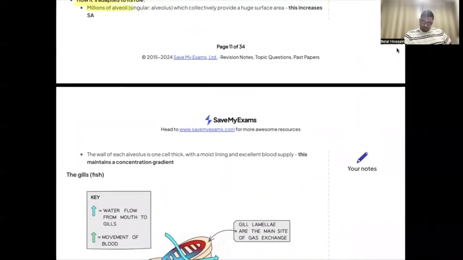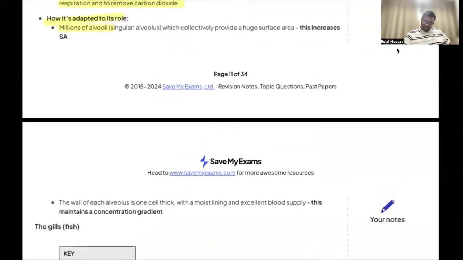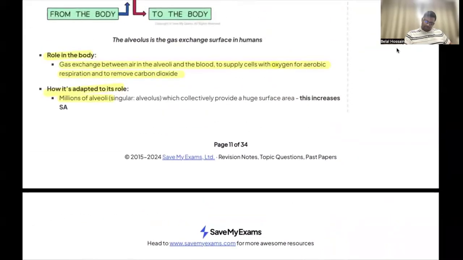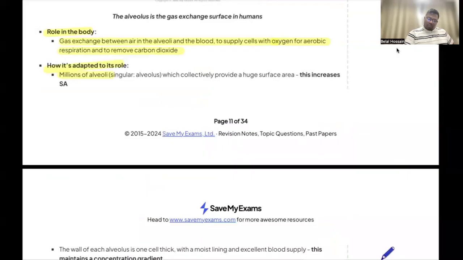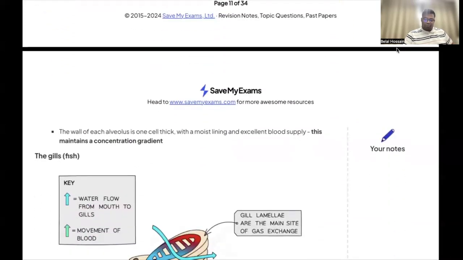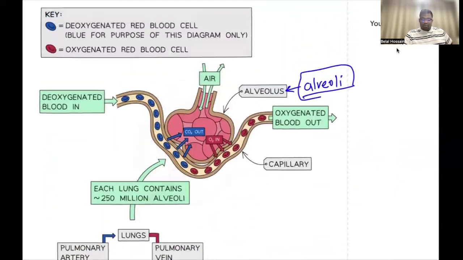So next. There are millions of alveoli which collectively provide a large surface area. This increases the surface area for diffusion. The wall of the alveolus is only 1 cell thick with a moist lining and excellent blood supply. This maintains the concentration gradient. This is something that you also need to understand.